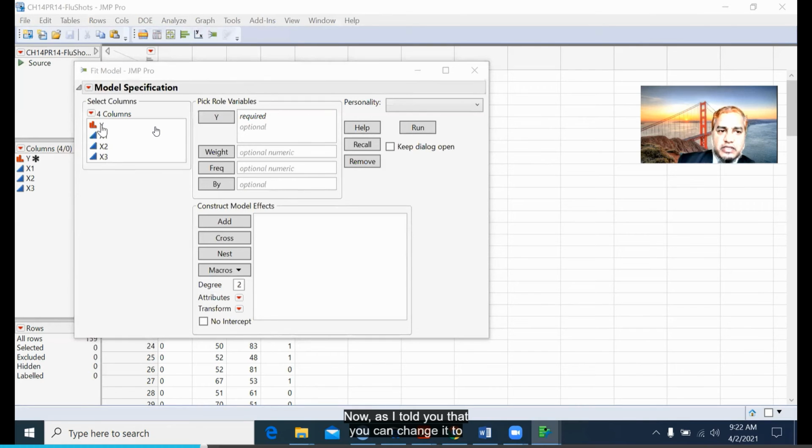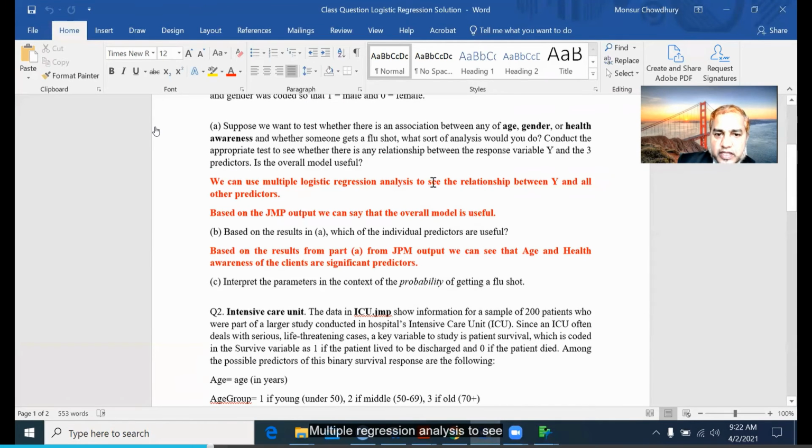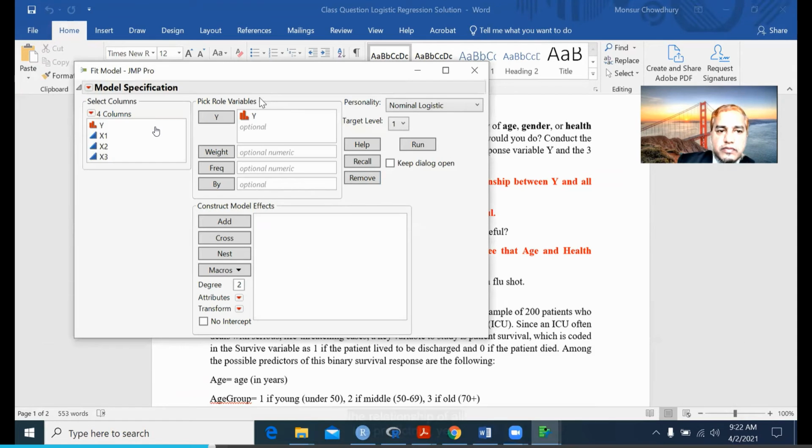Now, as I told you, you can change the categorical variables to the numeric one. If you don't change it, it will not change anything. So now we are looking for which variables here, fitting the models based on all these three variables. Multiple regression to see the relationship of all the predictors. Yes. X1, X2 and X3.